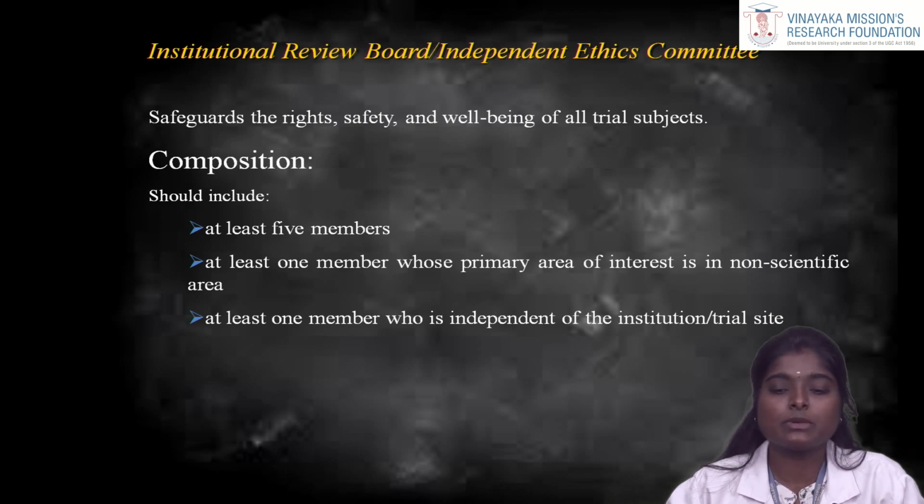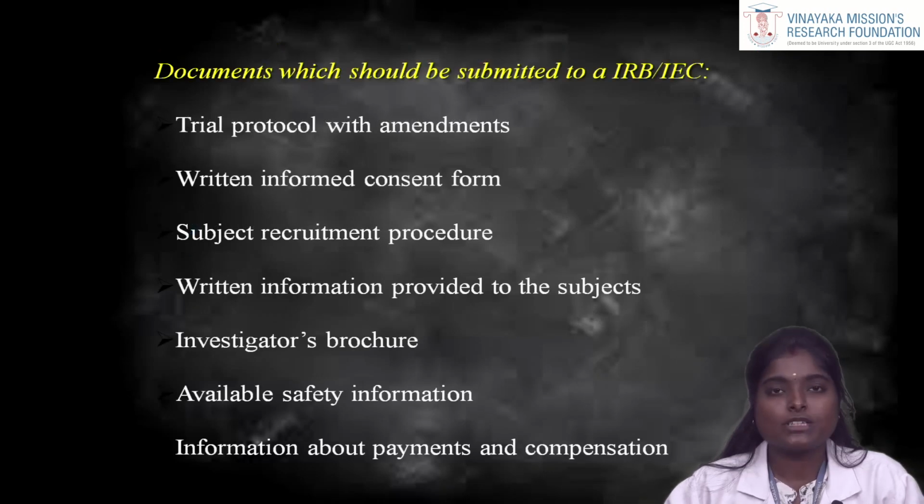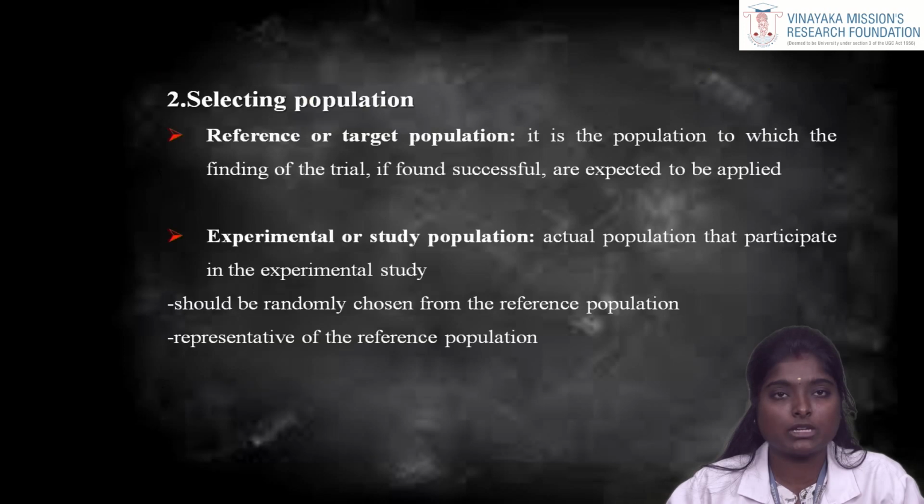The Institutional Review Board or Independent Ethics Committee has to give a certificate. It safeguards the rights, safety and well-being of all trial subjects. The composition of this team will include 5 members, at least one member whose primary area of interest is in a non-scientific area, and another member who is independent of the institution or trial site. The documents to be submitted to this IEC or IRB are the trial protocol with amendments, written informed consent form, subject recruitment procedure, written information provided to the subject, the investigator brochure, available safety information, and information about payment and compensation.